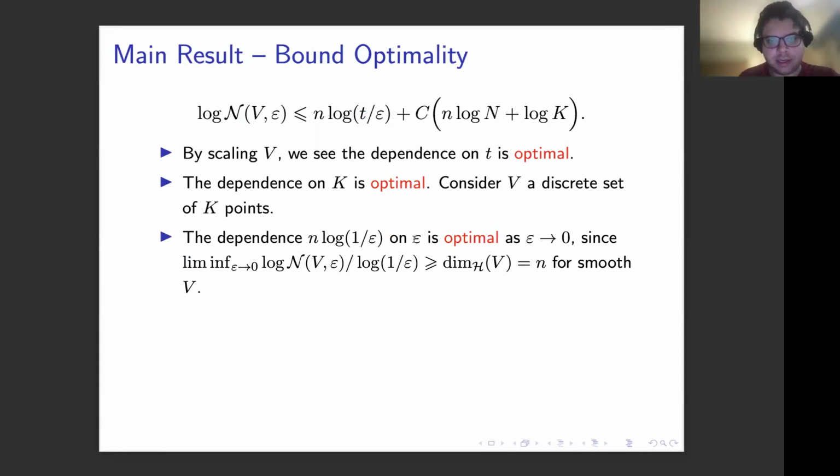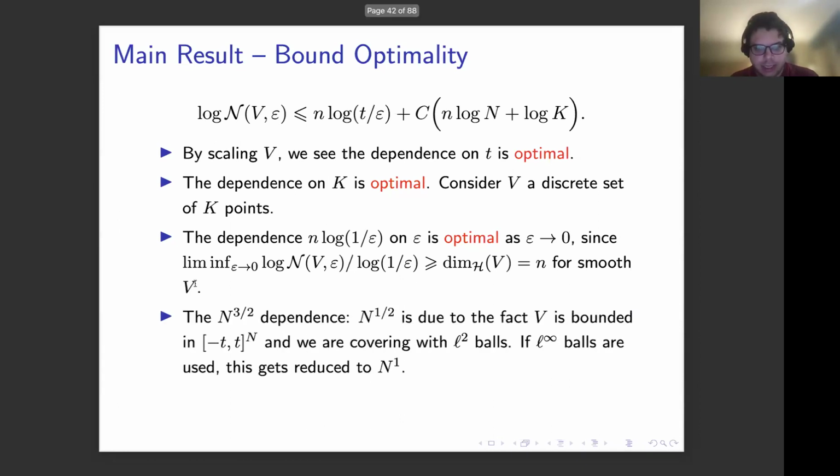The dependence on epsilon is optimal at least as epsilon gets small. And this is because this metric entropy divided by log 1 over epsilon in the limit is an upper bound on the Hausdorff dimension of a set. Okay, and then that equals n.